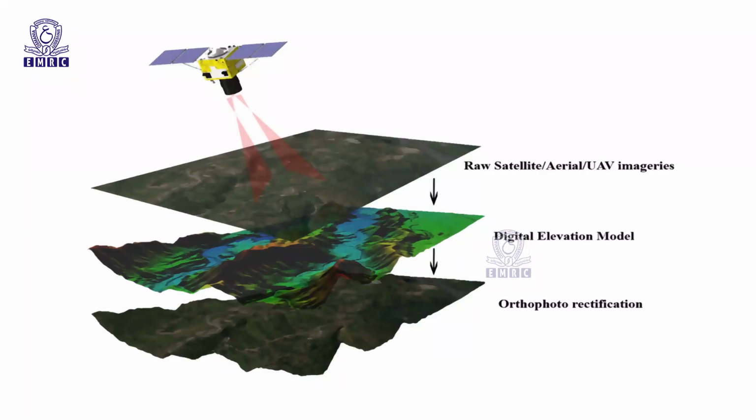Orthoproducts. Geometrically corrected products with corrections for displacement caused by tilt and relief are called orthoproducts. Therefore, ortho images show ground objects in their true planimetric positions, like the position of objects in a map.